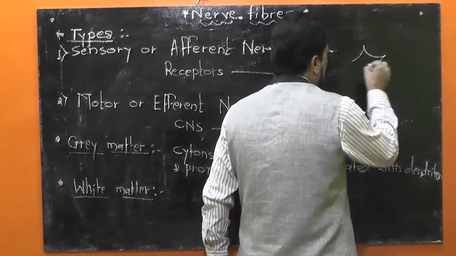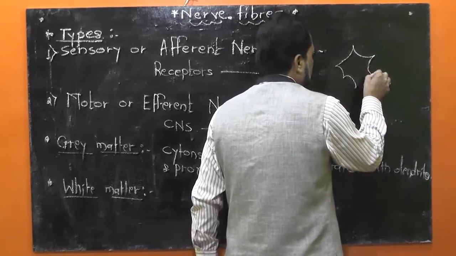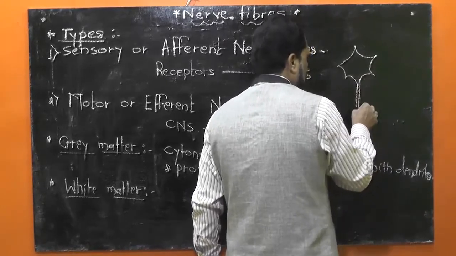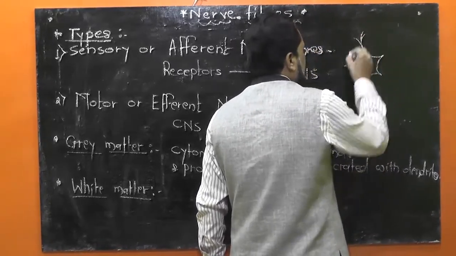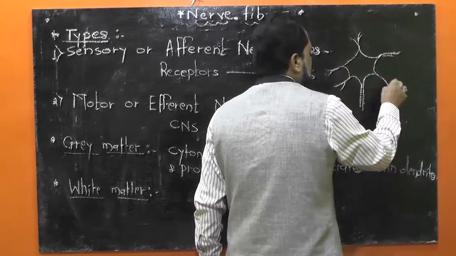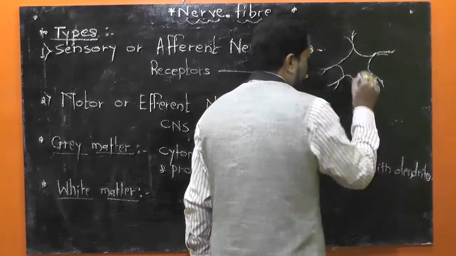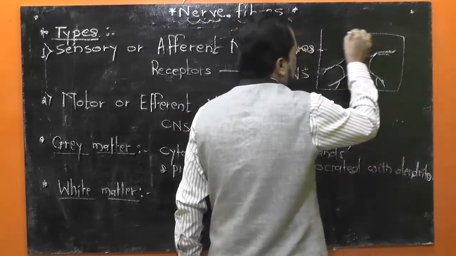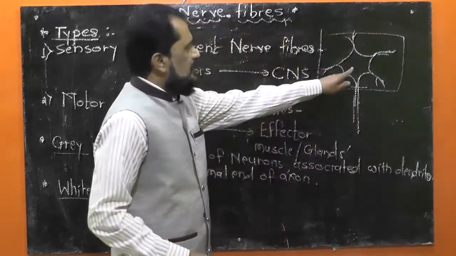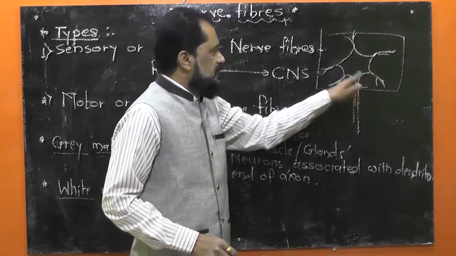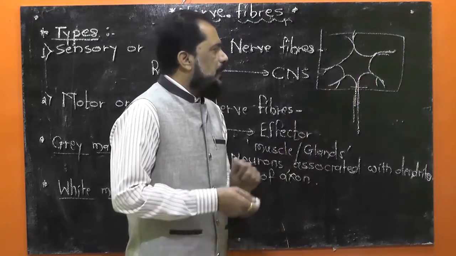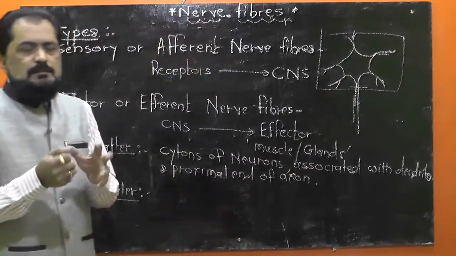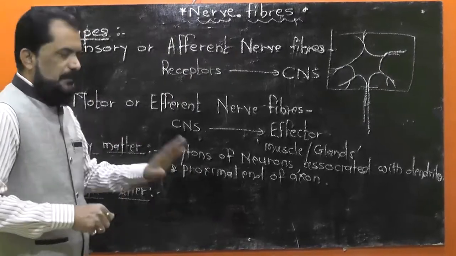Let me show in the diagram. Suppose here is, once again, consider the cyton. Okay, we know that these are the dendrites and here is the axon. Now this much part that I have drawn there, that is the cyton along with its dendrites and proximal part of axon, is mainly present in the gray matter.